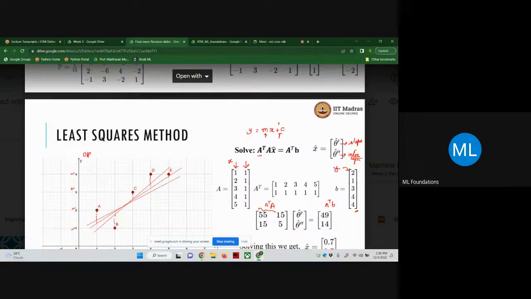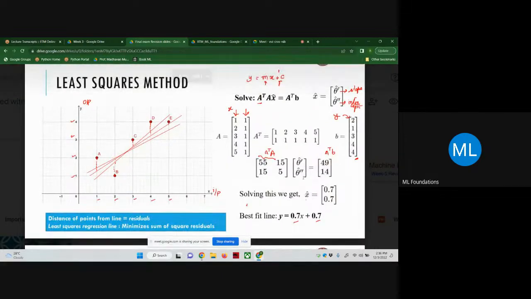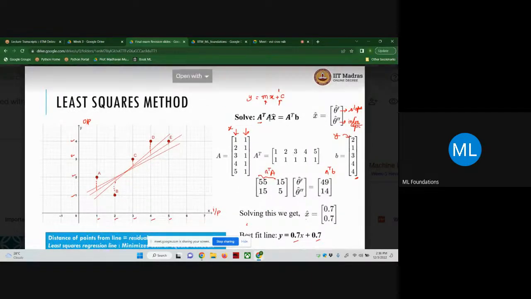But this you need not worry about. You just need to worry about this vector, which you can find by doing A transpose A x equals A transpose B. By doing this, you can find the solution. Is this clear? The least squares one. In the question it will be given A and B, and you should be finding a vector x such that the error will be minimum.